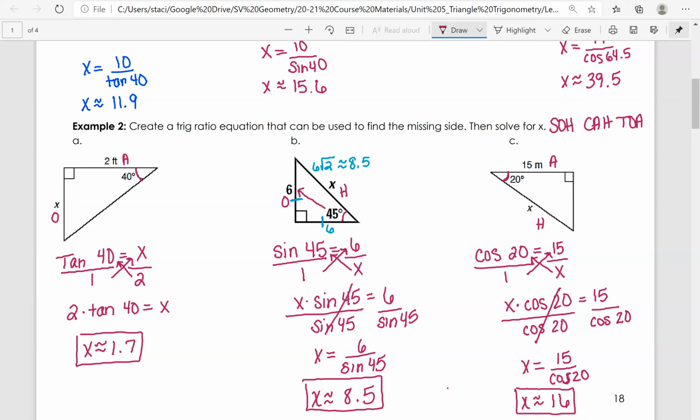So there are 3 more examples that y'all have for setting up and solving trig equations where you're finding a missing side. In our next video, we're going to look at what we would do if we need to find angles, because we're not given any angles of the triangle and all we're given are the sides.